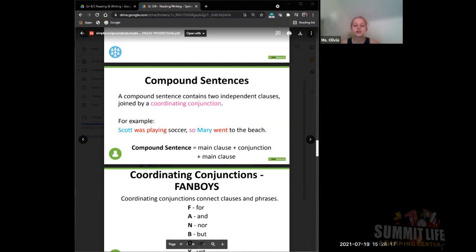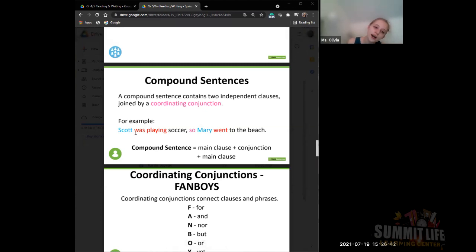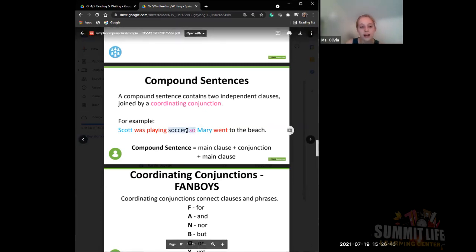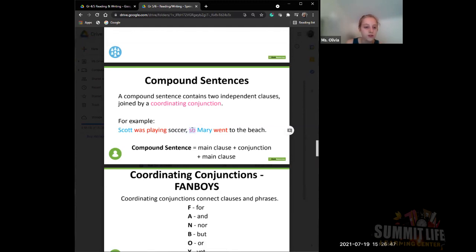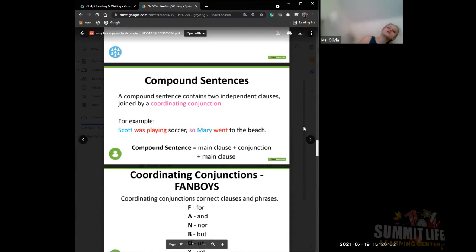That's exactly correct, Charlotte and Rachel. We need two of those. So another question then: how many verbs do we need in these compound sentences, if it is a combination of two independent clauses? Yes, that's exactly right. So if we take a look at our example sentence, we have: Scott was playing soccer, and Mary went to the beach. That's our coordinating conjunction; don't worry, we'll go over those. See who's fast.